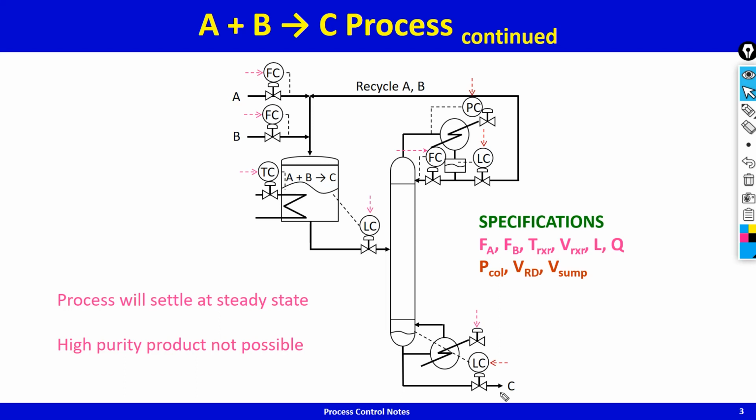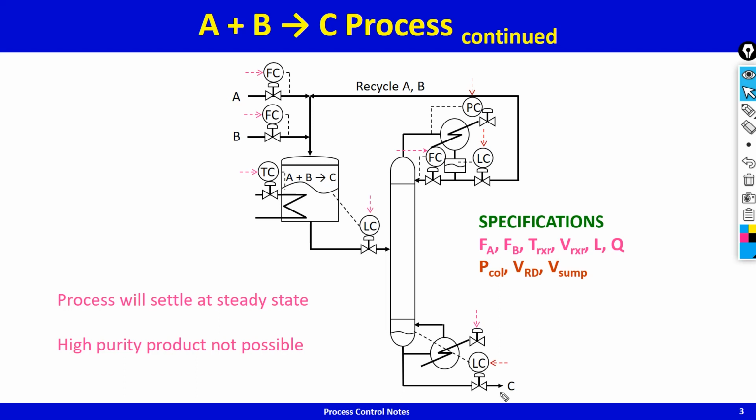In fact, there is no product purity control. The product is as pure as it is. You can't guarantee the customer that, or claim a guarantee that, look, my product is 99.9% pure. With this control system, you can't make those kinds of guarantees. So yes, these specifications are possible, and corresponding to these specifications, the control system is in front of you. It will settle at steady state. However, product quality control is not possible.